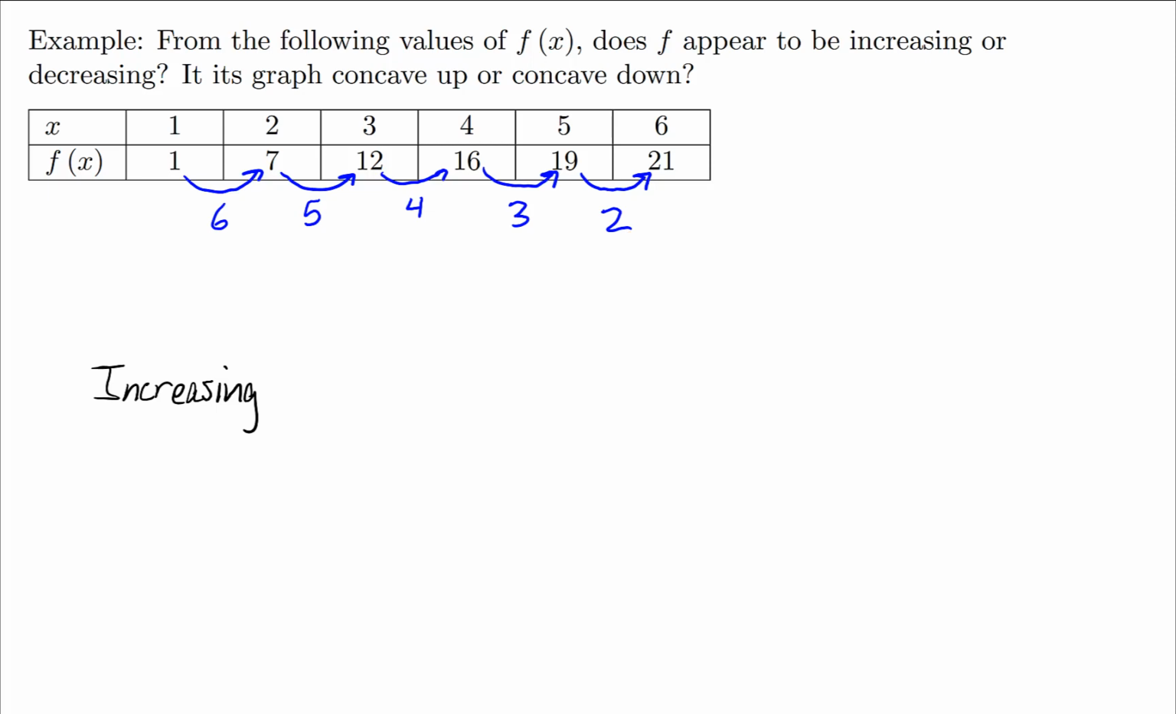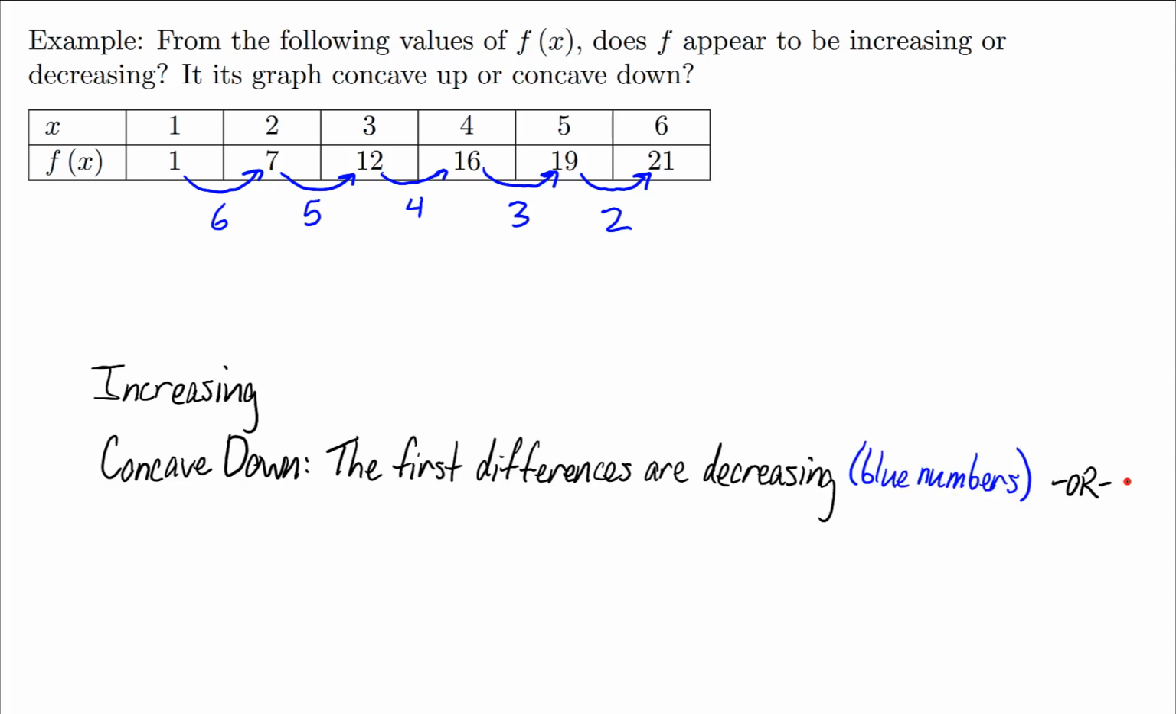However, notice that these values, the first differences, are decreasing. Remember, concave up means that the rate of change is increasing, and concave down means that the rate of change is decreasing. These blue numbers, these first differences, are basically the rate of change. The rate of change is decreasing. Therefore, it's concave down. And let's write down an explanation for this one. The first differences are decreasing, and again, those are the blue numbers.